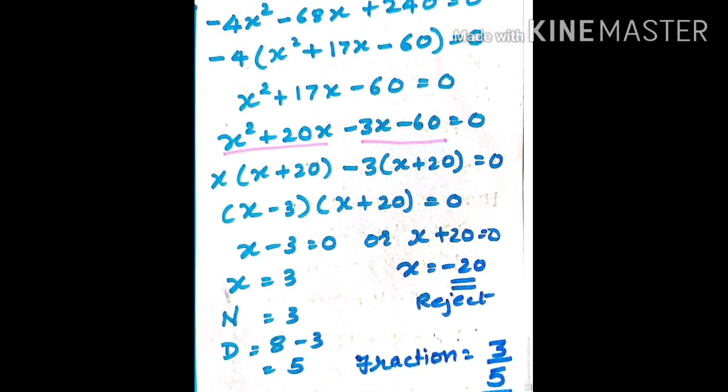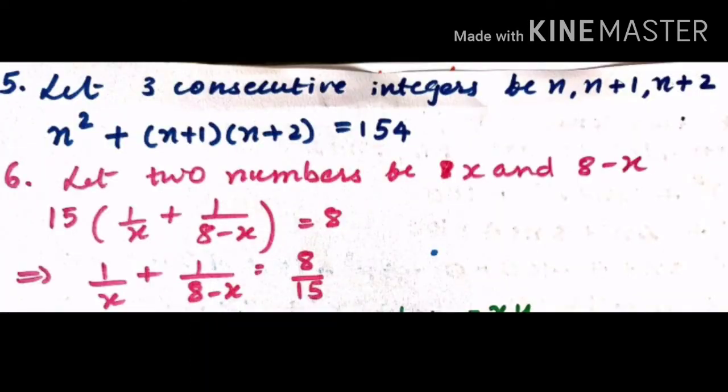Okay students, now few easy questions. I will not solve whole, I will only give the equation to you. So now question number 5, there are three consecutive integers such that the square of the first increased by the product of the other two gives 154. Find the integers.